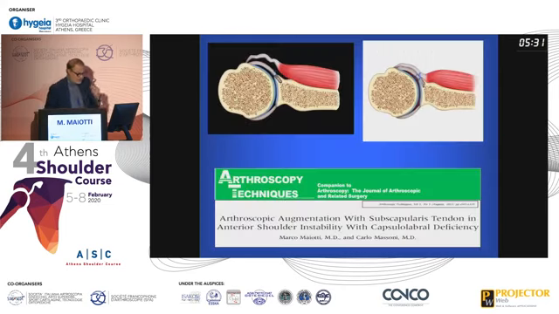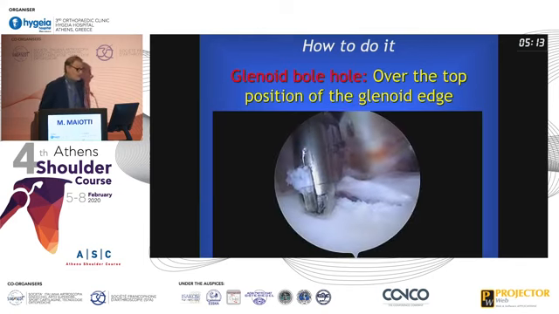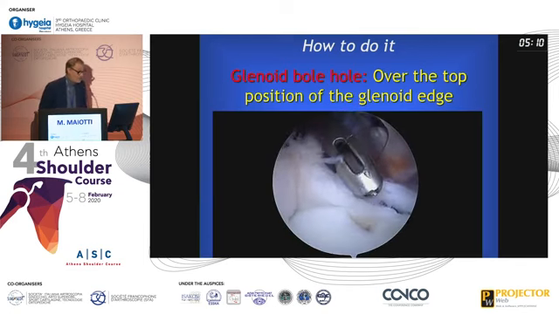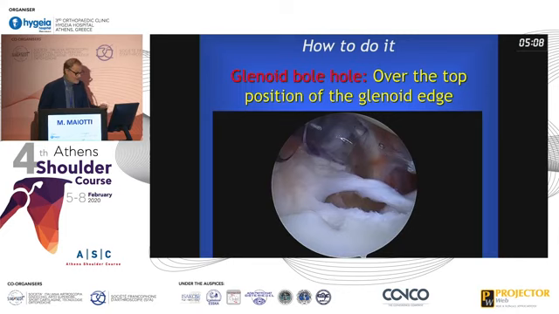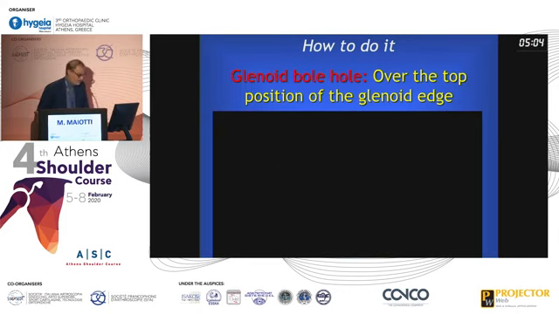So according to it, I thought 10 years ago to do the same thing using modern anchors, and grab, after the Bankart repair, the upper third of the subscapularis tendon. This is a push lock, but you can do it with new generation suture anchors. How to do this, the ASA? You have to do, after the Bankart repair, the glenoid bone hole slightly over the top of the glenoid edge.